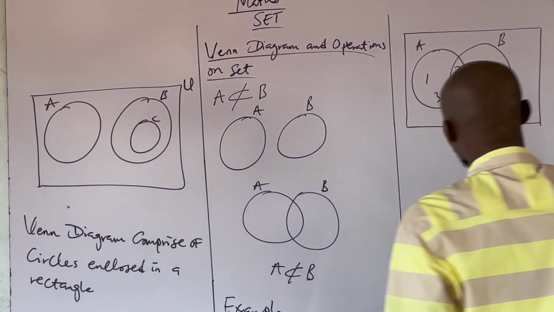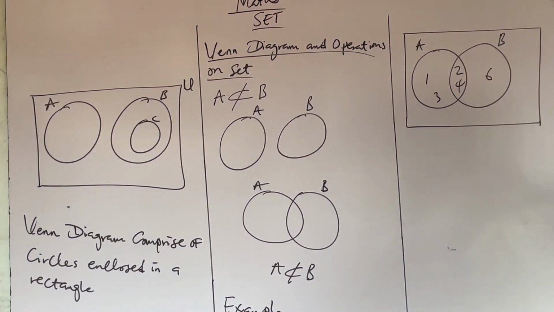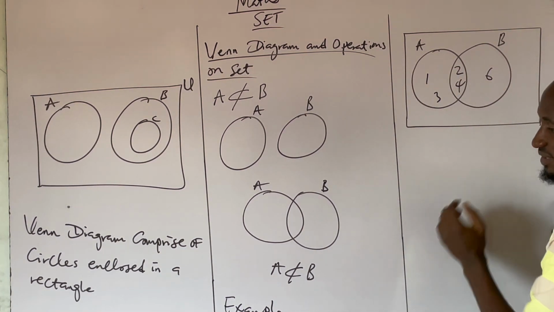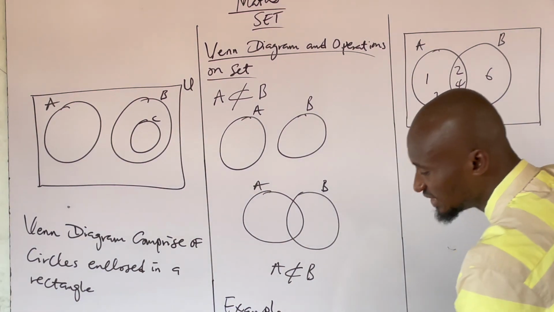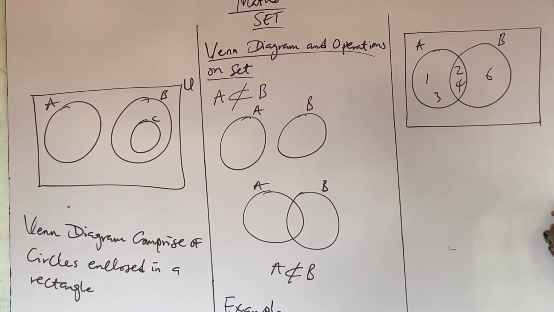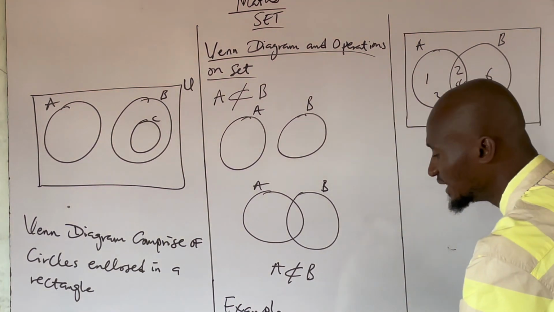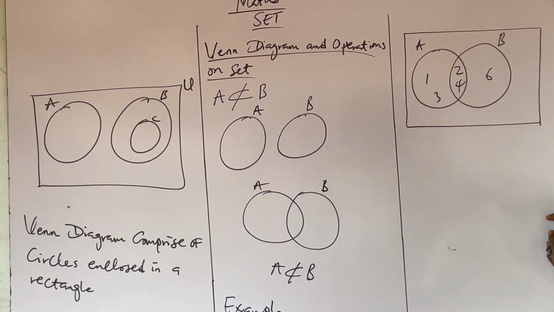This is to tell us that the common numbers here are 2, 4, right? That is to say that B is contained in A. Because we have 2 in A, we also have 2 in B. We have 4 in A, we also have 4 in B. Now let's talk about union sets.